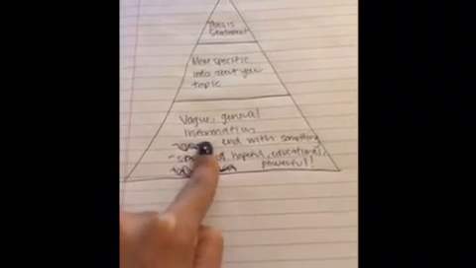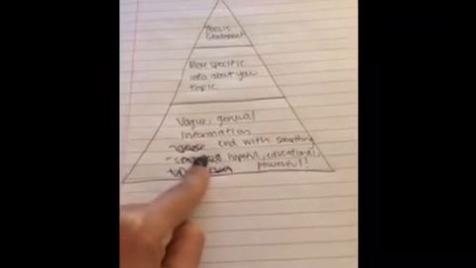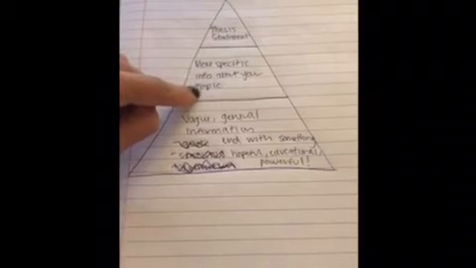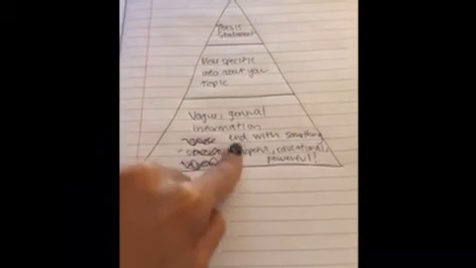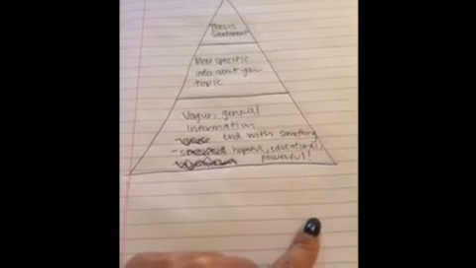But right now, I want you to flip over your sheet to the side with the triangle and mark this in here. So for your conclusion, you're starting with the thesis, then you'll go to more specific information about your topic, and you're gonna end with the vague general information. So I'll give you a few moments to write this down.